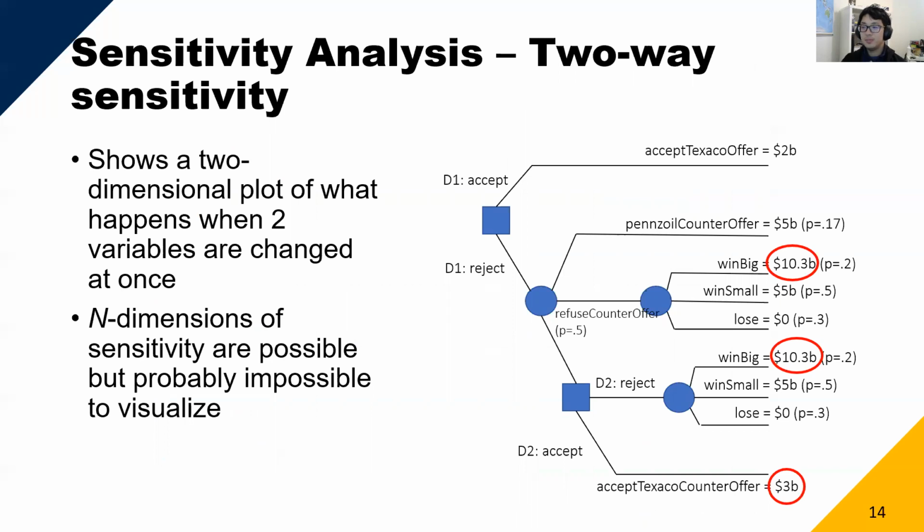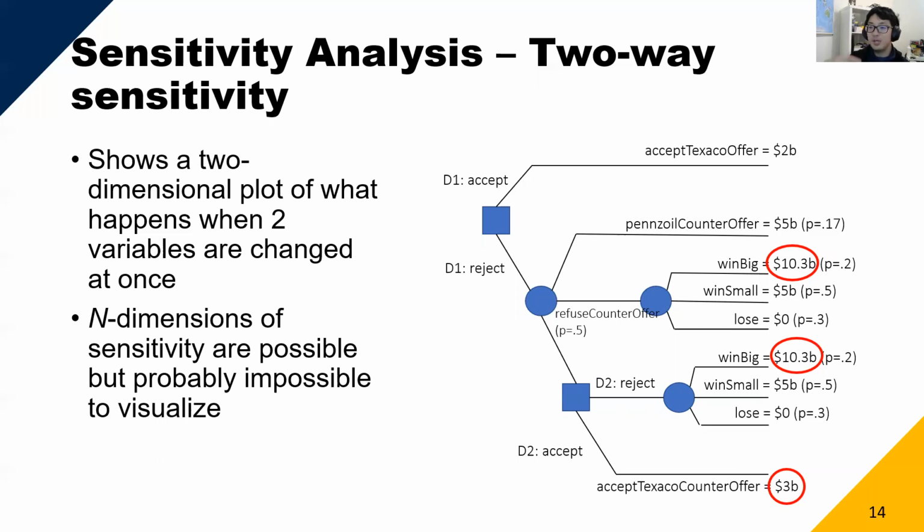about this particular problem is that you can do a two-way sensitivity analysis. So this is trying to do the same thing, except you affect multiple variables at once. And so I can show a two-dimensional plot of what happens when I alter two particular variables. So in this case, I'm going to look at, what if the payout from the court is different, and what if the counter offer is different?